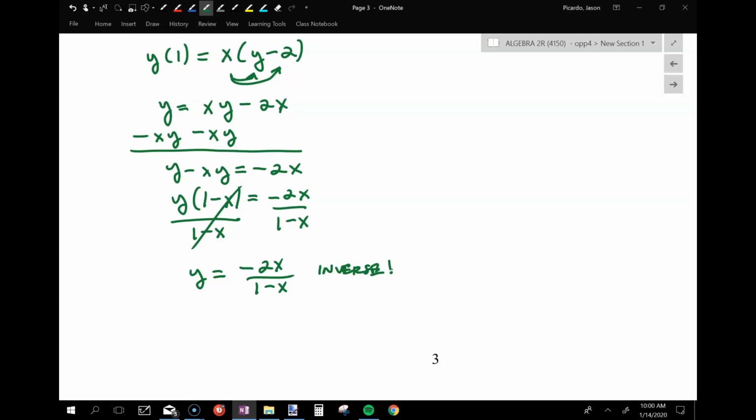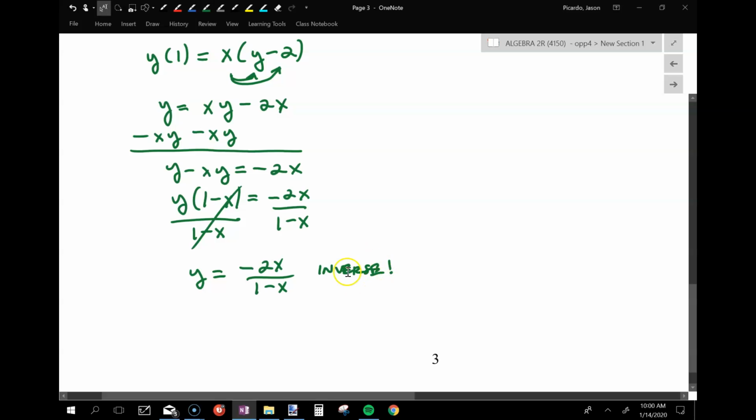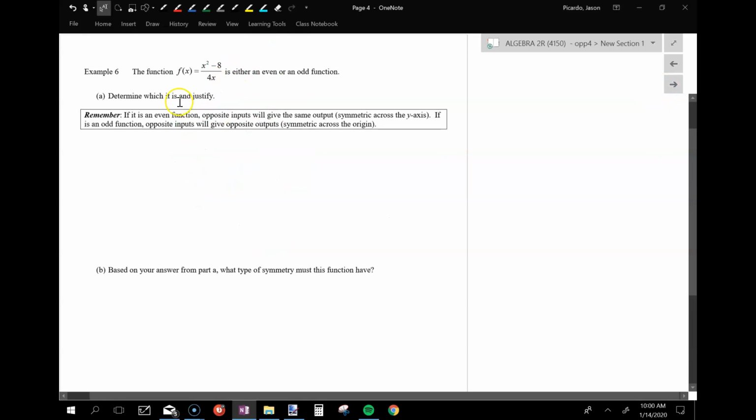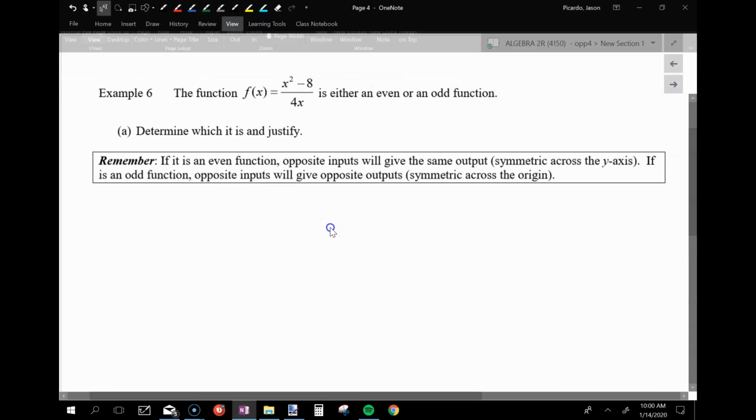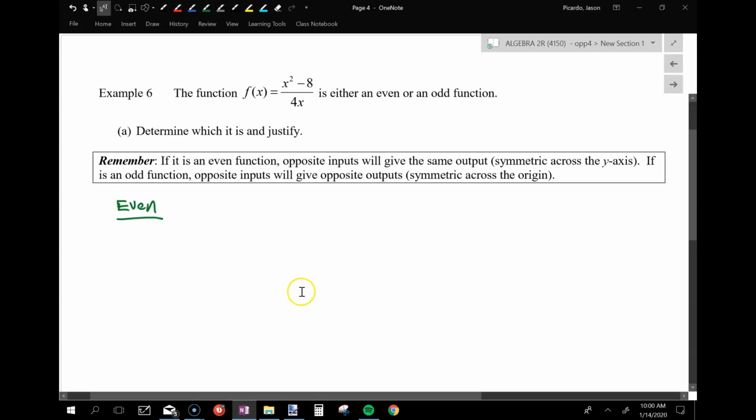All right, last review concept of the day. Last review concept of the day is this idea of even and odd. This goes back to our function unit. Same place where we actually did inverses, okay? Even and odd. Here's what you need to remember. An even function is one that looks like this. Or this. Or this.